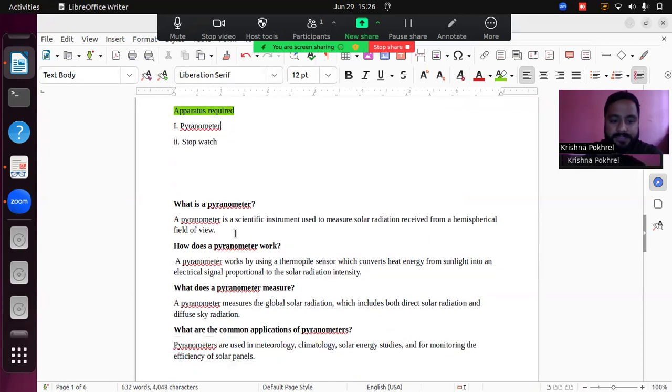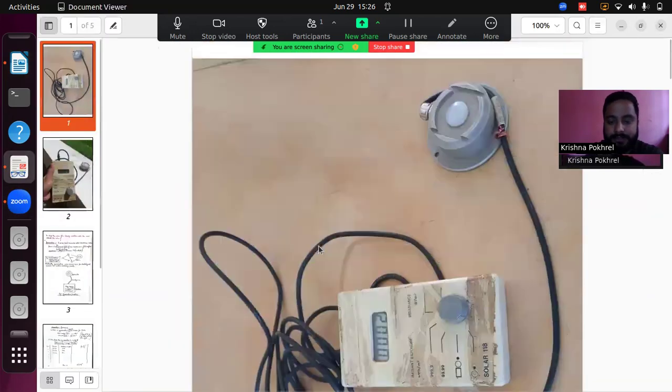Before starting, we'll see what a pyranometer is. A pyranometer is a scientific instrument used to measure the solar radiation received from a hemispherical field of view. Whatever solar radiation we receive in a hemispherical field of view, that is measured by a pyranometer. And how does a pyranometer work? I'll come to this question later, but before that, I would like to show you the device called a pyranometer.